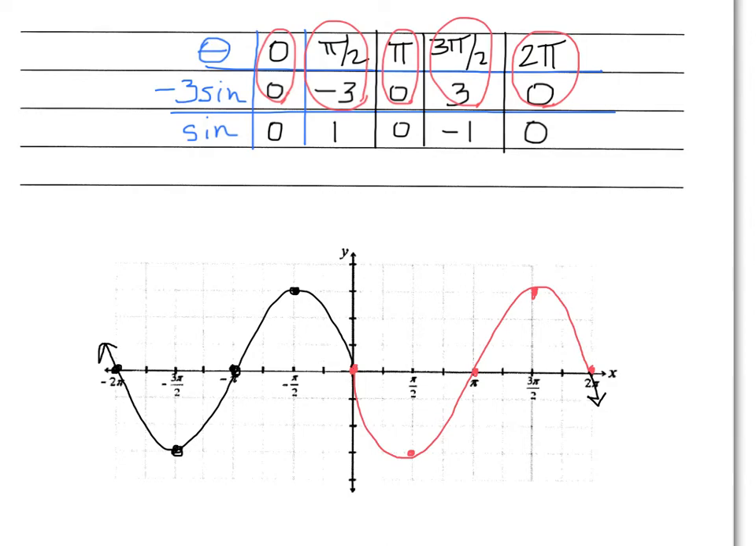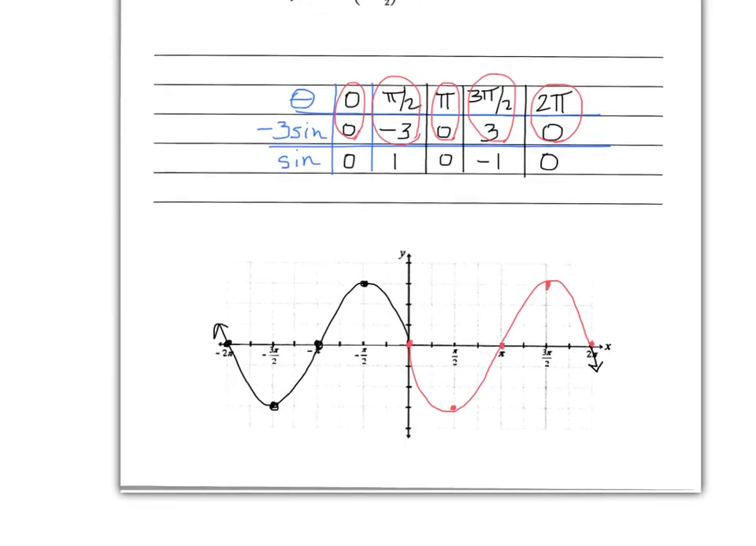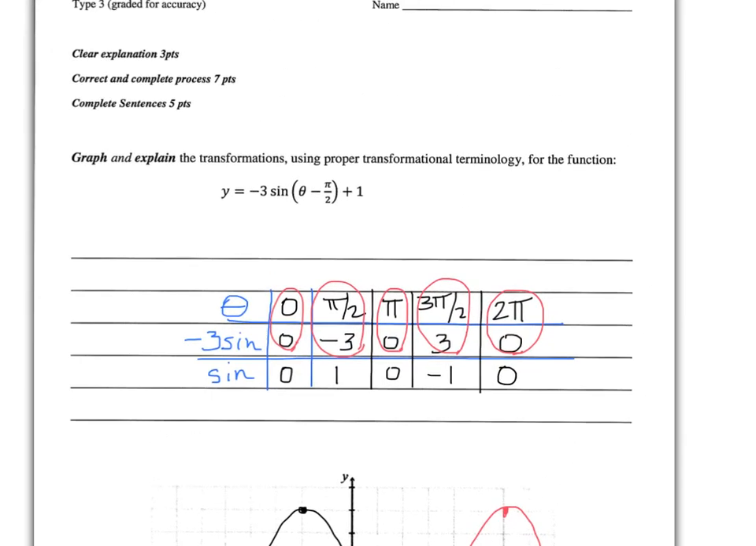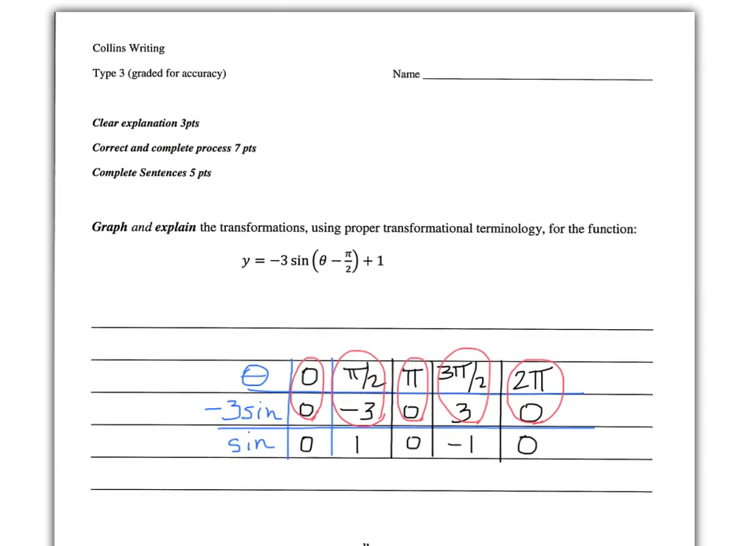All done. So altogether, you need to graph, finding those points, but you have to explain in words, complete sentences, correctly, completely, and clearly what these transformations do to the parent graph of sine. Good luck, and this is due on Monday this semester.